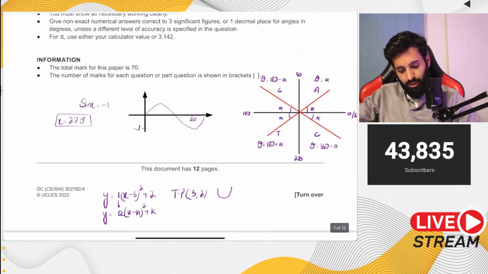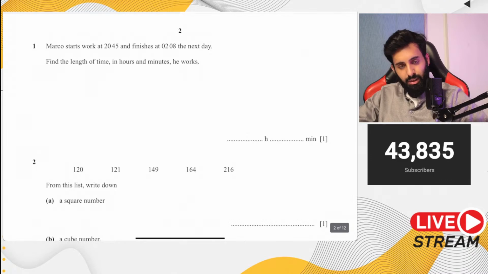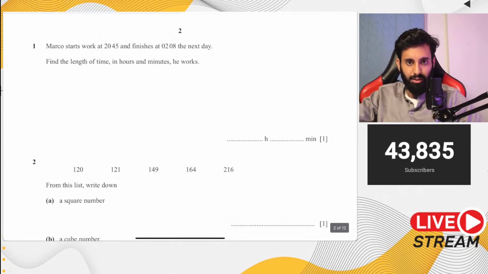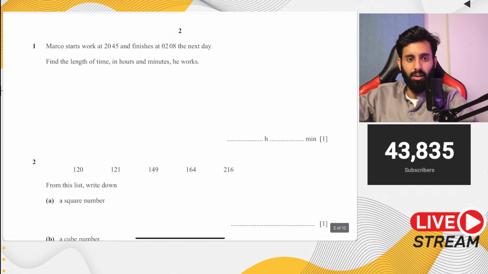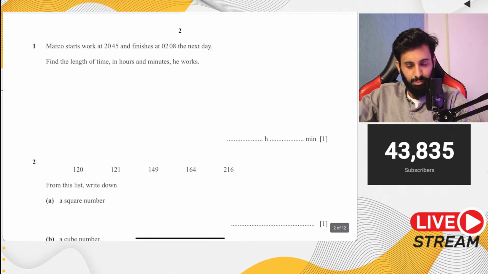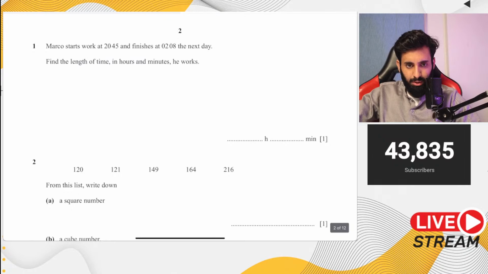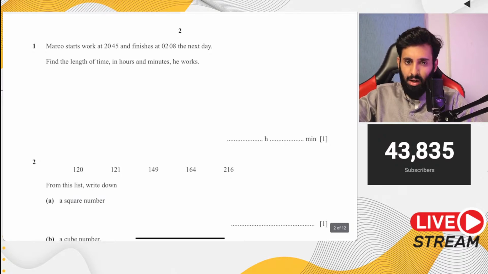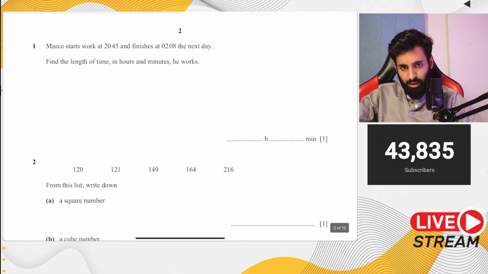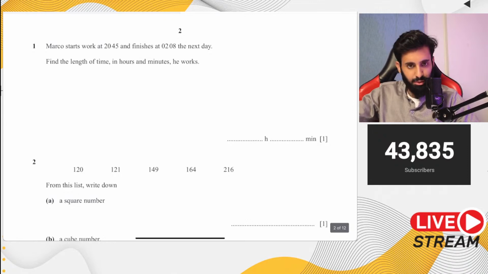So here's the first question, which says Marco starts work at 20:45 and finishes at 02:08 the next day. Find the length of time in hours and minutes he works. Now, I like to solve these questions a certain way, which takes extra time, but you always get them right. That is when calculator is not allowed. For IGCSE students, I think it's pretty easy. You can just use your calculator for this.